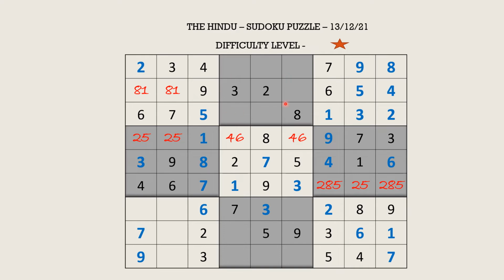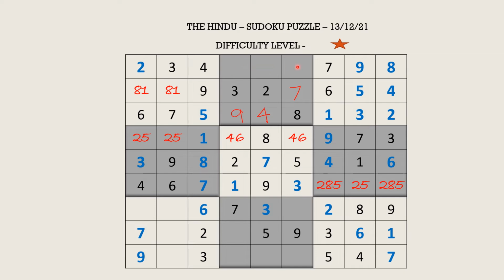Let's try to fill this block now. There are only 2 empty cells and the missing numbers are 4 and 9. There is a 9 blocking here. So this becomes a 4 and this becomes a 9. There is only 1 empty cell here and the missing number is 7.